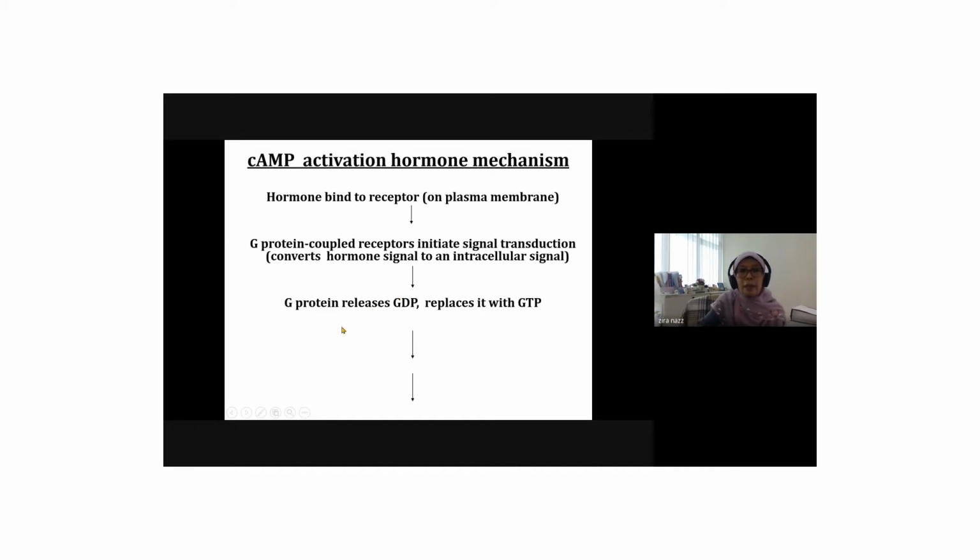Okay, then the G protein releases the GDP and replaces it with GTP. Once the GTP is bound to the G protein, it activates the G protein. Because when GDP binds, it inactivates the G protein. So remember that GTP, another form of energy, when it binds to G protein, it will activate the G protein. So this activates the G protein here.